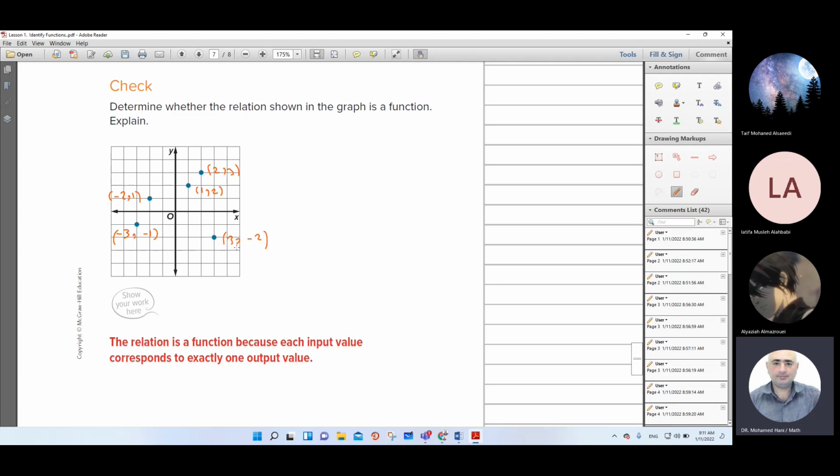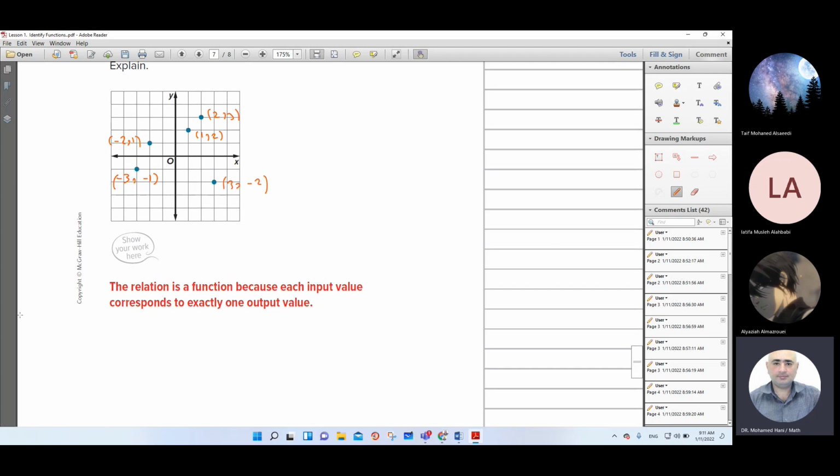Compare the values of x. Here we have 2, here 1, here 3, here negative 3, here negative 2. It means each element in the input corresponds to just one element in the output. So that means this is a function. So the relation is a function because each input value corresponds to exactly one output value.